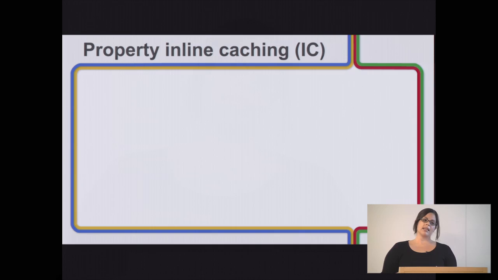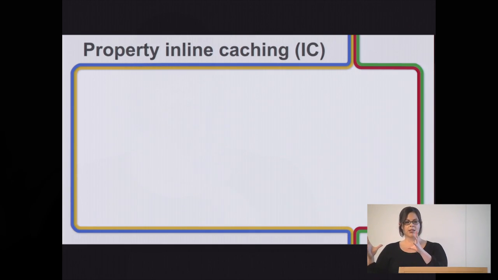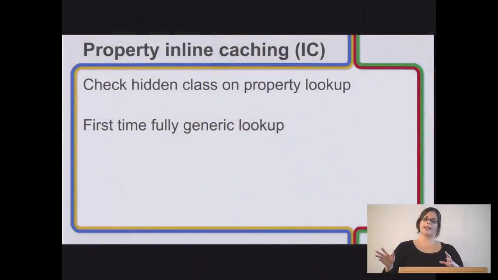So we went through all this trouble of building up a notion of type. Now we have types that correspond to exactly which properties are on an object. We can use that notion of type to make property access quick using something called inline caching. If you want to look up a property on an object in JavaScript, you say, I am looking for the property with name x on object y. The first thing you do is check the hidden class of the object. If you've never tried to look up that property on an object of that type before, you have to do a fully generic search for that property.